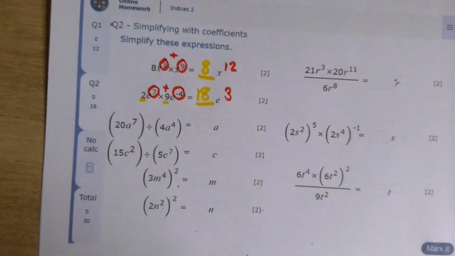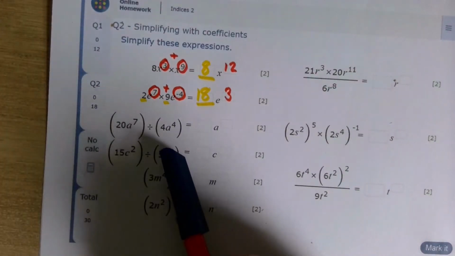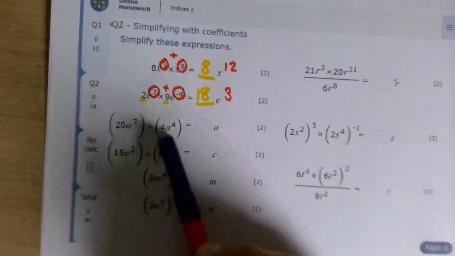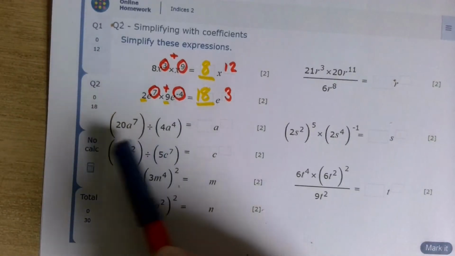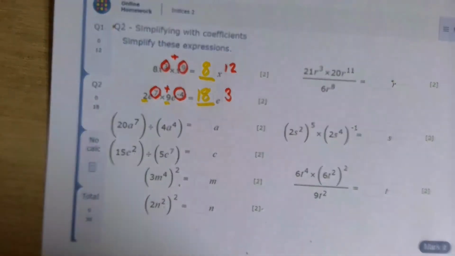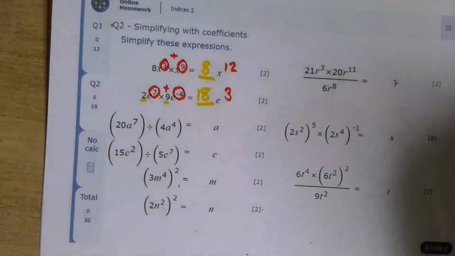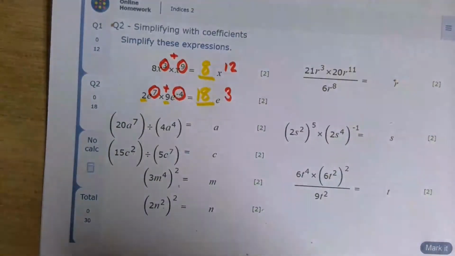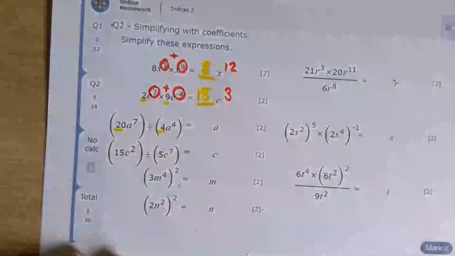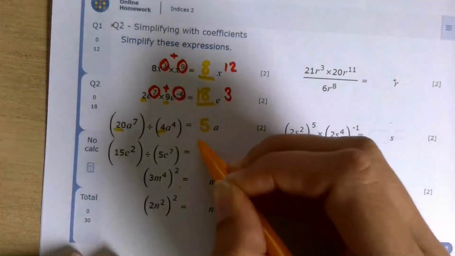Now, the reason we've got brackets around these is so that people can see that all of this is being divided by all of this and not just the power. But it's exactly the same as we would have normally. So let's have a look first of all at the integers. We've got 20 divided by 4. 20 divided by 4 is 5.